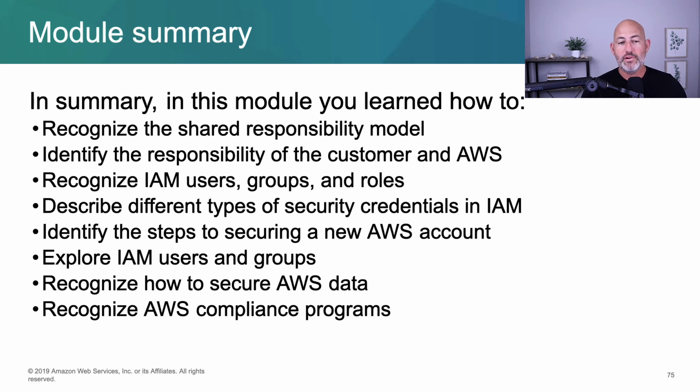Make sure you identify the responsibilities of customers of AWS. Recognize IAM users, groups, and roles. Know when you would use both or either of the three. Describe different types of security credentials. Identify steps to securing a new account. Make sure you explore IAM users and groups, and also understand how to secure AWS data. Remember, principle of least privilege, encrypt at rest, encrypt in transit, and then also know about these compliance tools like AWS Config, or the audit trail tool, AWS CloudTrail.